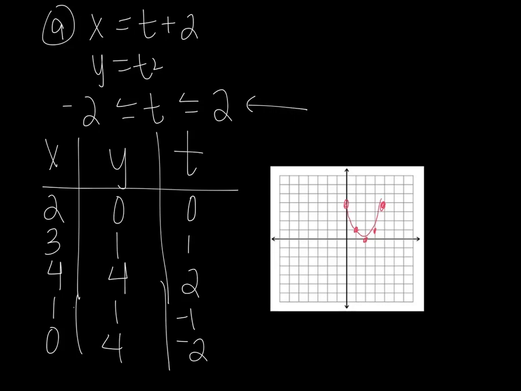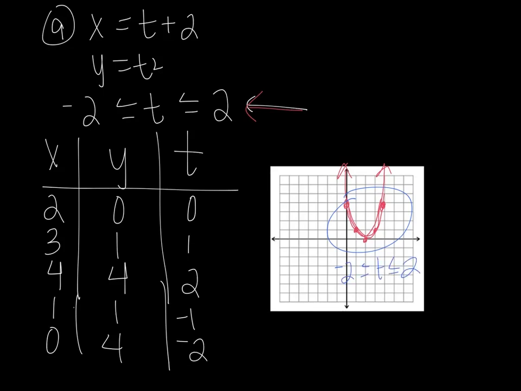Now, if you didn't have this thing right here, then you would go ahead and graph the entire parabola. But since they give you that limit on the t values, you only want to graph this section of it, because that's where -2 is less than or equal to t is less than or equal to 2.